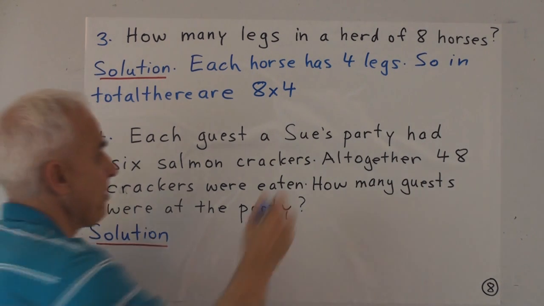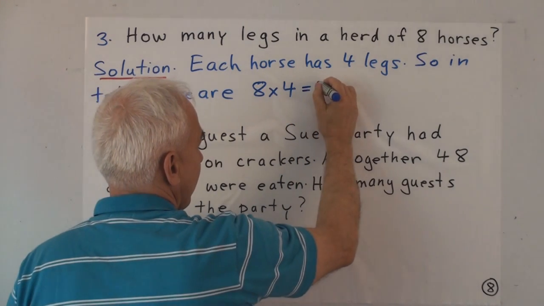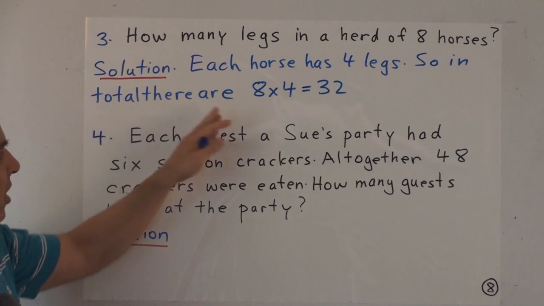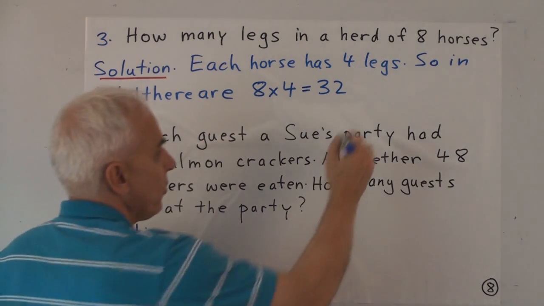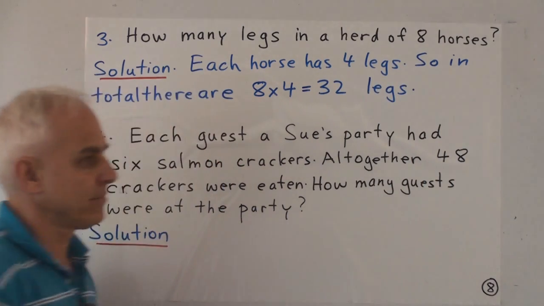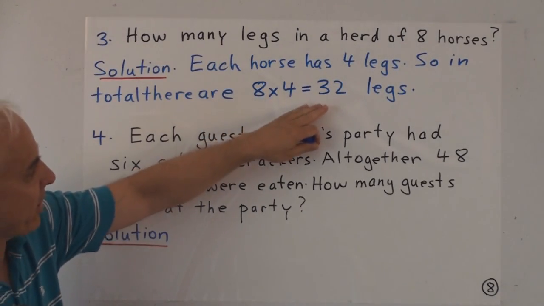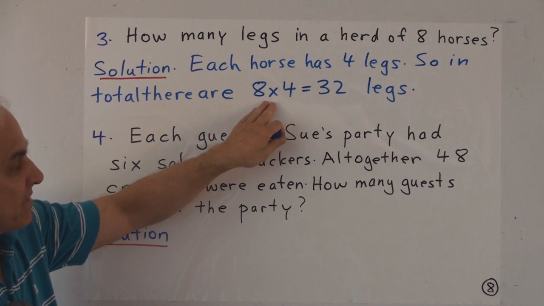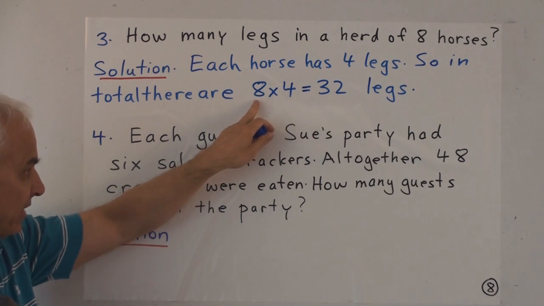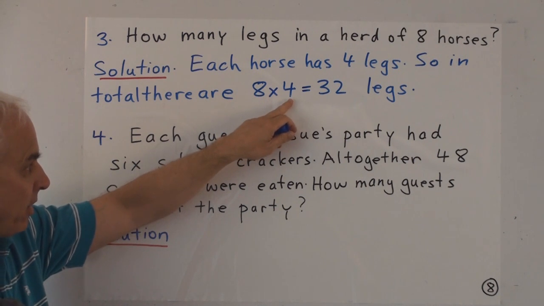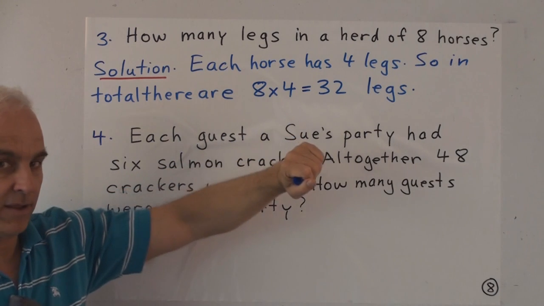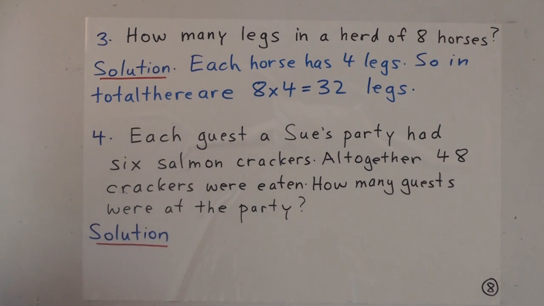So from our multiplication table, 8 times 4 is 32. So we're going to write, so in total there are 8 times 4 equals 32 legs. And it's all right to include that equation like that. That's in some sense explaining where the 32 comes from. That you're making this calculation, 8 times 4, there are 8 horses, each horse has 4 legs, and that's the total that we're getting from the multiplication table.